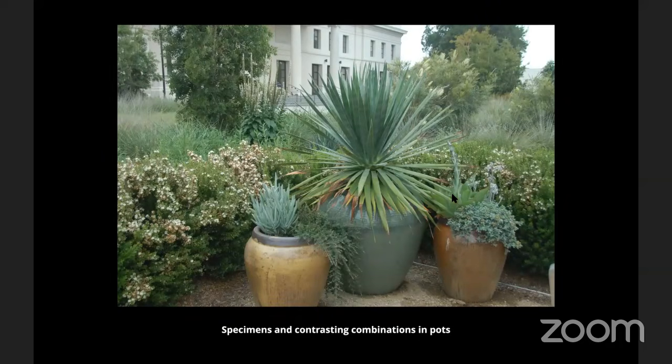When you're working with pots, you might choose to work with larger pots that have a single specimen. So this is a young dragon tree, which eventually would get quite large and too large for a pot, but grows very slowly. And then in medium-sized pots, you might have some contrasting plants. So you might have a couple of different plants, maybe one that goes more up and one that spills over.